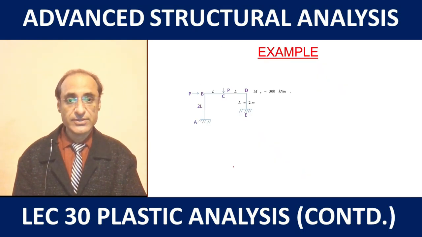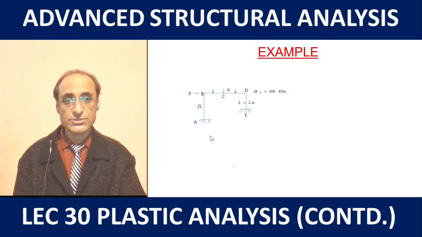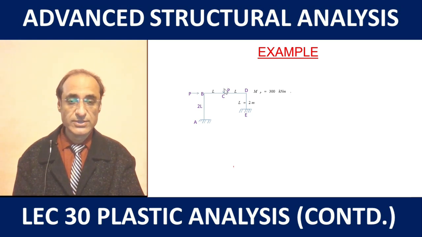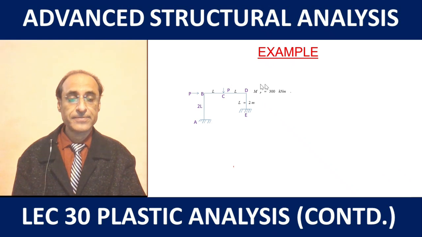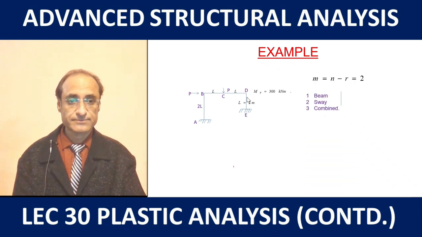Now let's consider one example. So here we have this frame, unsymmetrical frame. The two columns are of different lengths here, and the frame is under the combined action of horizontal and vertical loads P, and let's say the plastic moment capacity of the section, both beams and columns, is 300 kilonewton meter.